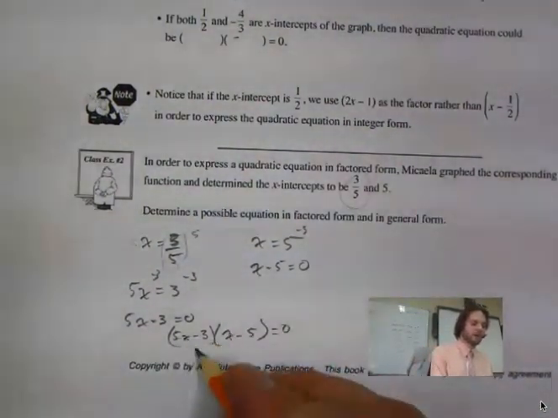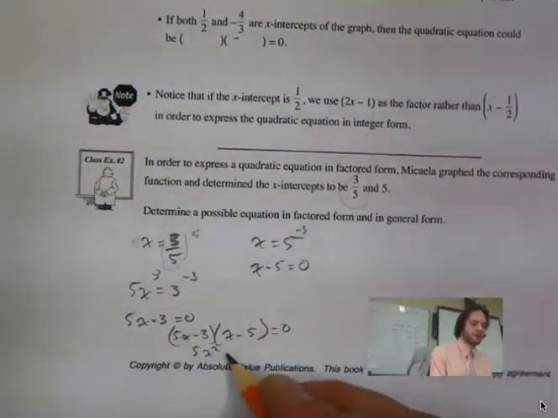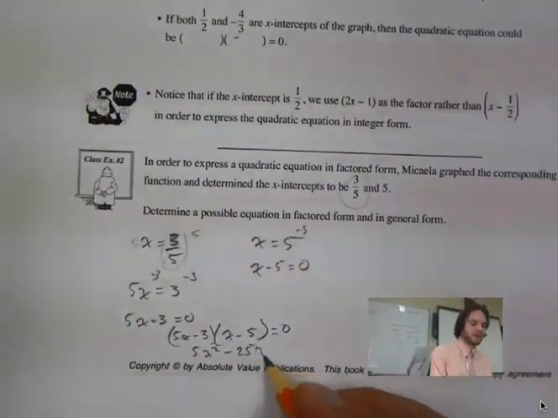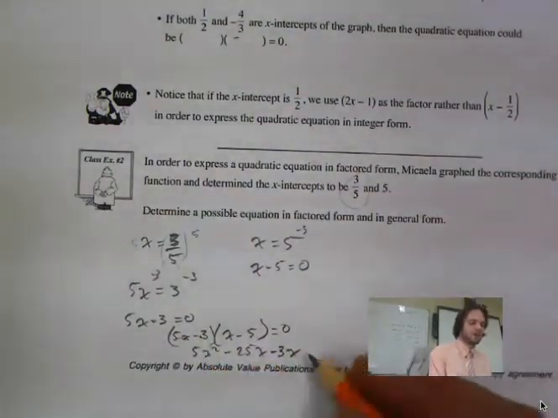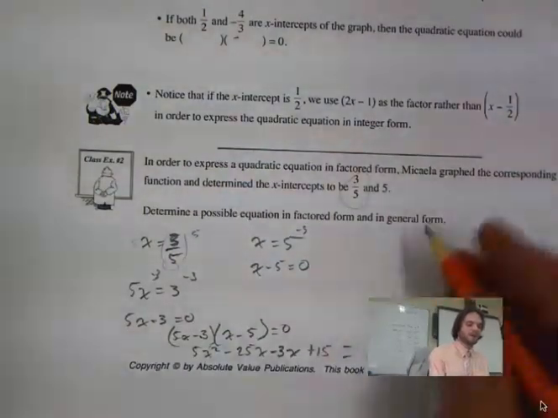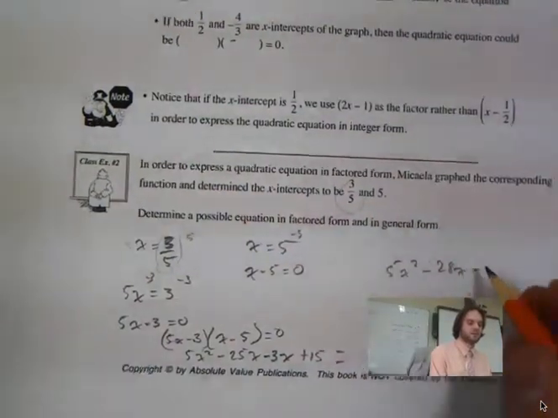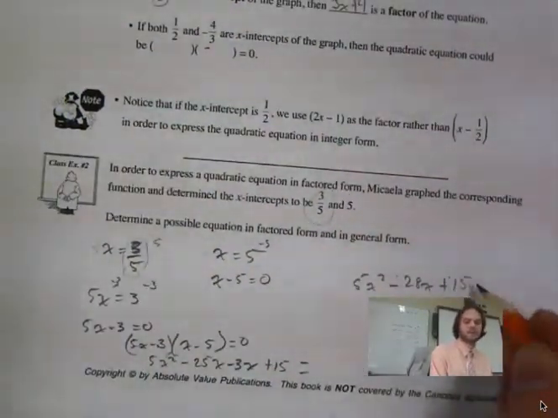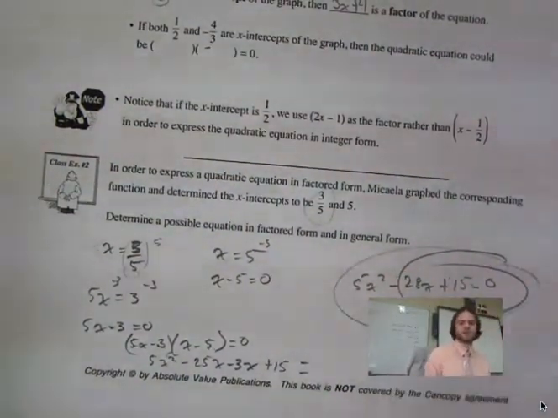I multiply that by that, I get 5x squared. And then 5x multiplied by that gives me negative 25x. Then 3 multiplied by x is negative 3x. Then negative 3 multiplied by 15 is plus 15, or multiplied by 5. Simplify that, I'm going to end up getting 5x squared minus 28x plus 15 is equal to 0. And that's my solution, all of that, not just that part there.